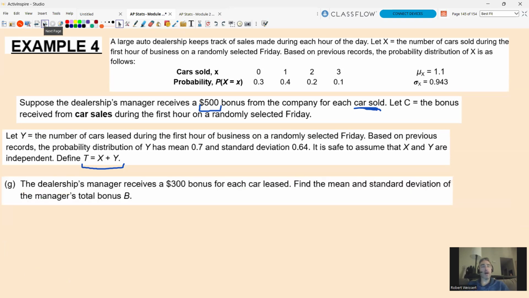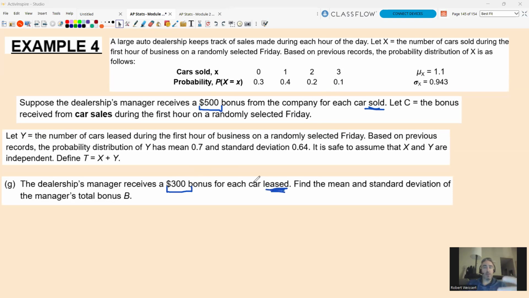And the last part. In this case here, the dealership manager receives a $300 bonus for each car leased. Find the mean and standard deviation of the manager's total bonus B. So remember, he's getting bonuses from leased and sold cars. With sold cars, it's a $500 bonus, and with leased cars, now we know it's a $300 bonus.